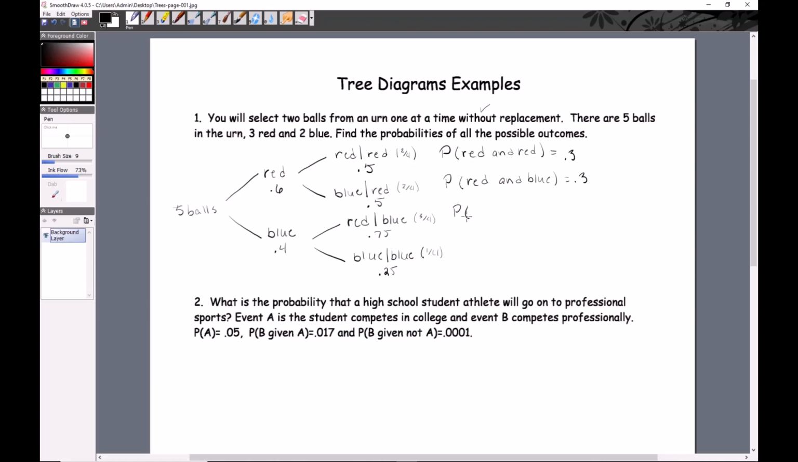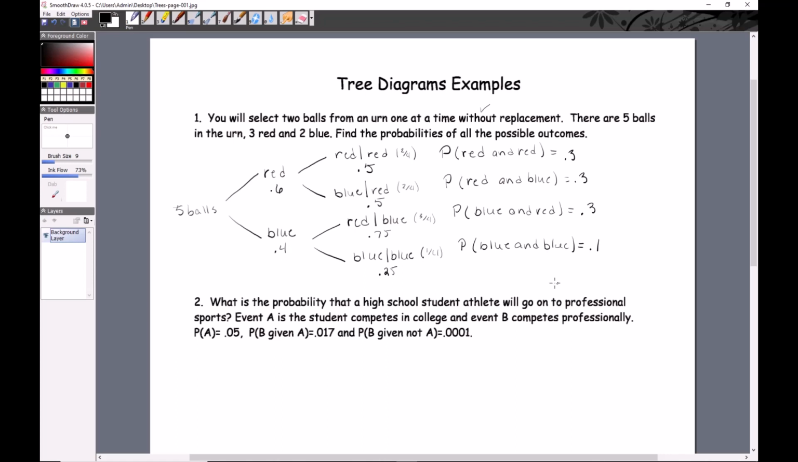And this will be the probability that we first picked a blue and then a red. So this will be a blue and a red. And so 0.4 times 0.75 is amazingly enough 0.3. These should all add up to 1. So this will be the probability of first picking a blue and then picking a blue. And so 0.4 times 0.25, well, a quarter of 0.4 is 0.1. And so those all add up to 1. So these 4 add up to 1, these 2, these 2, these 2. Everything is as it should be.